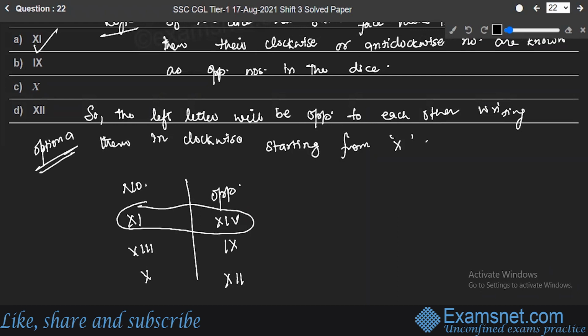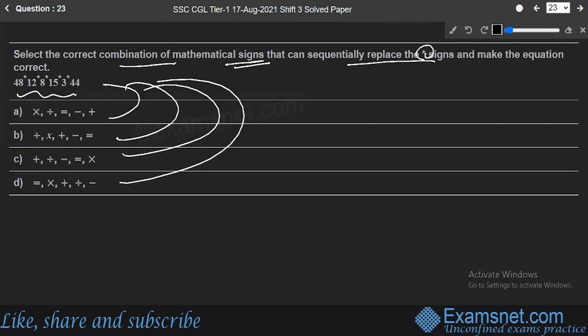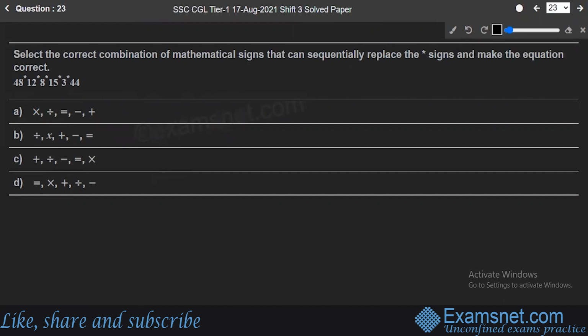Next, let's move to the next question. Select the correct combination of mathematical signs that can sequentially replace the asterisk sign and make the equation correct. So this is the equation. You have to fill in these operator signs to find out which one will give you the correct answer. We'll be moving through each and every option one by one. Of course, in this question, we'll be using our BODMAS rule because this rule will be applicable everywhere in algebraic equations. So let's start with option A.